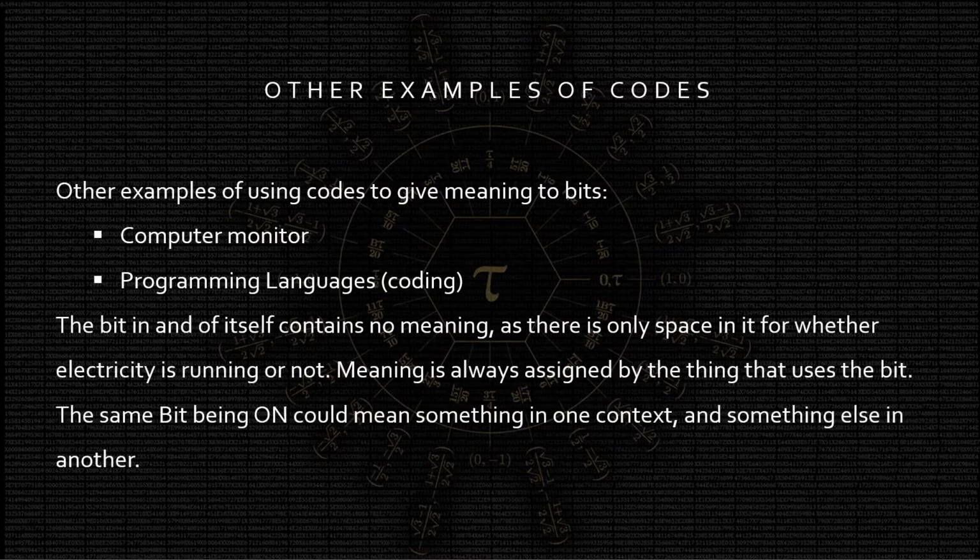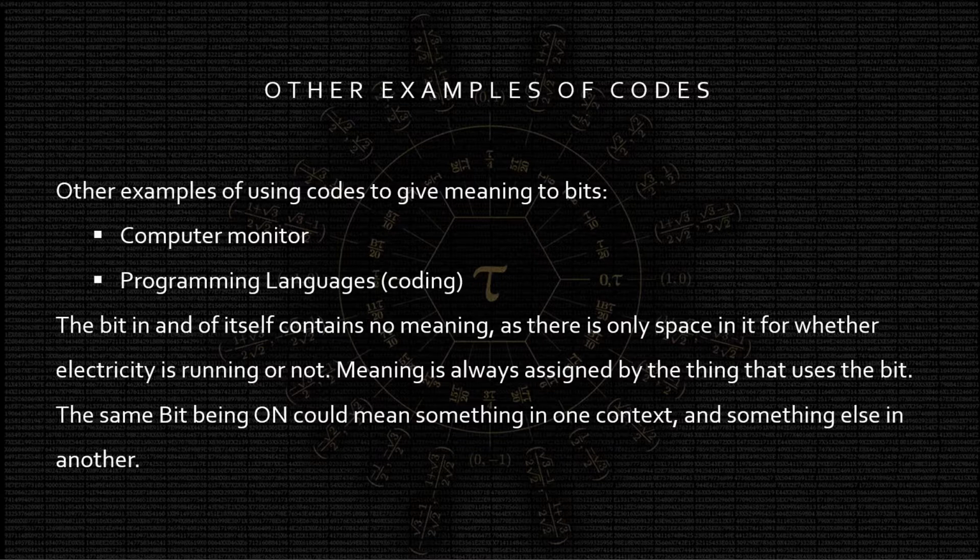So hopefully now we understand that the bit in and of itself contains no meaning, as there's only space in it for whether electricity is running or not. The meaning of the bit is always assigned by the thing that uses the bit, the thing that's external to the bit, that works with the bit that it needs. This means that the same bit being on could mean something in one context and something else in another.